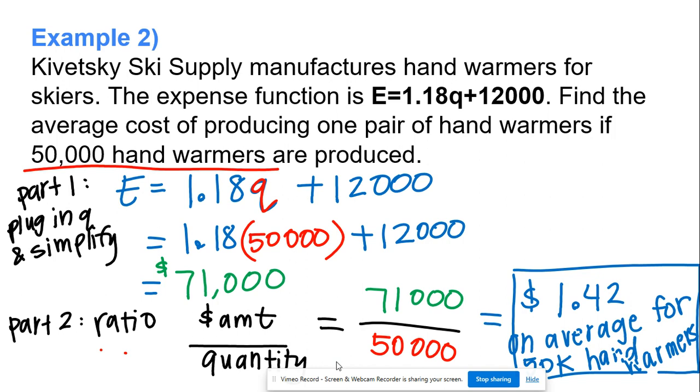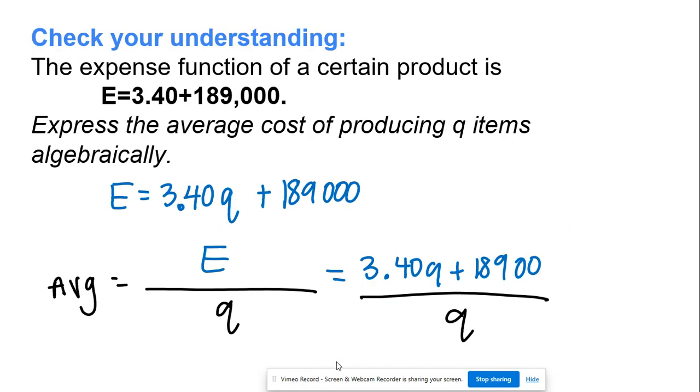So now to figure out on average how much that costs, take the amount that we just found, 71,000, and divide it by the quantity, 50,000 pieces. Right? 71,000 divided by 50,000, that gives us $1.42 on average for each hand warmer when we produce 50,000. Your check your understanding is the same thing.